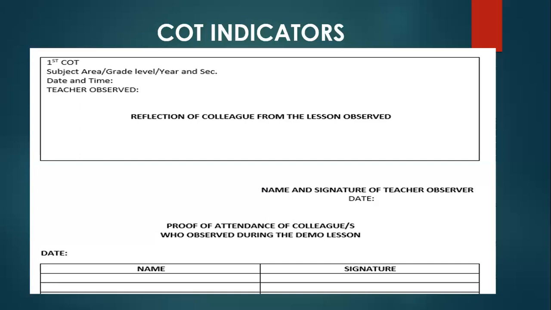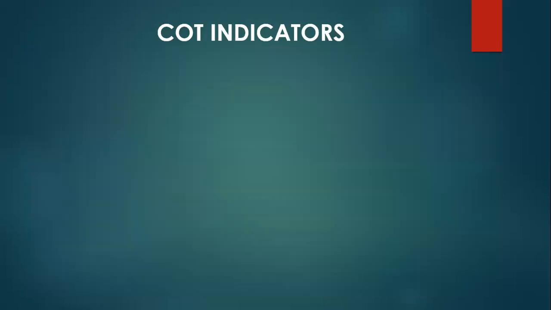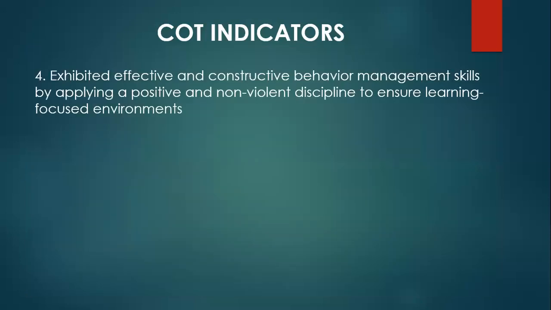Okay, so sa awa ng Diyos with these strategies, I got A. Oh my gosh, thank you. And so we have indicator number 4. Exhibited effective and constructive behavior management skills by applying a positive and nonviolent discipline to ensure learning-focused environments. Okay? So doon sa mga activities ko, from individual, pair, to group activity, I ensure discipline by giving clear instructions. So importante po itong maging klaro ka sa gusto mong ipagawa before they do the activity. And then you ask, did you understand? Okay? Do you know what to do?